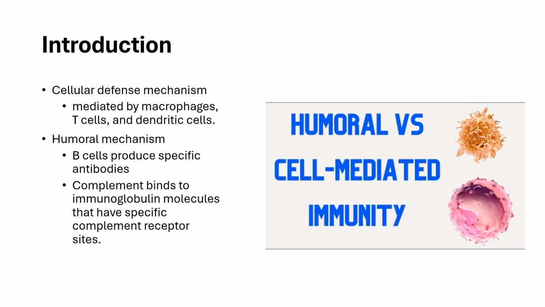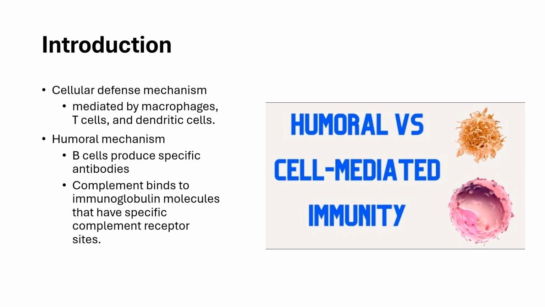The macrophages engulf and digest microbes and present antigens to T cells. T cells recognize infected cells and help coordinate the immune response. And dendritic cells capture antigens and present them to T cells, initiating that immune response. Then we have the humoral mechanism, which is primarily mediated by B cells. The B cells produce specific antibodies that target antigens on pathogens.